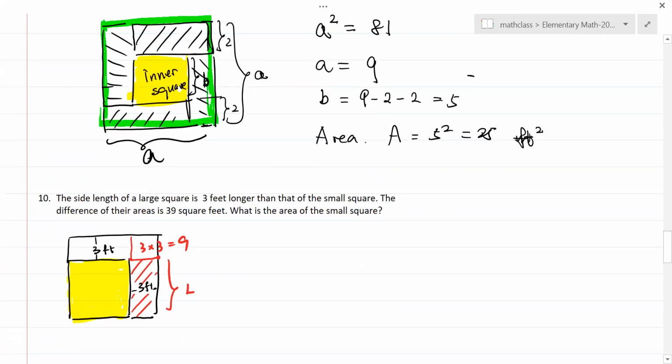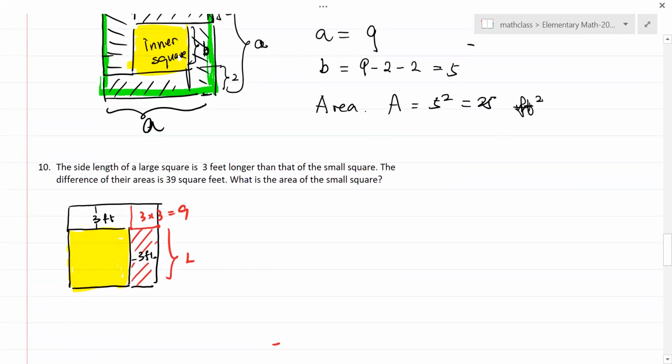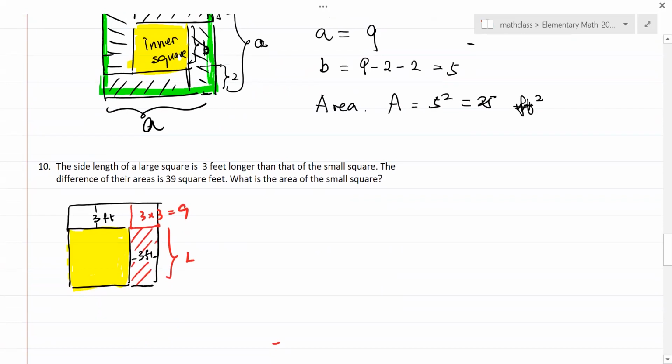So here's another problem. The side length of the largest square is 3 feet longer than that of the smallest square. The difference of the area is 39. What is the area of the smallest square? Clear? You have 2 squares.